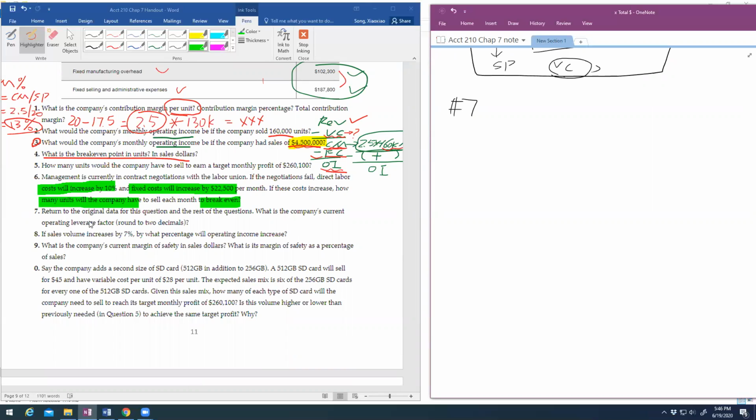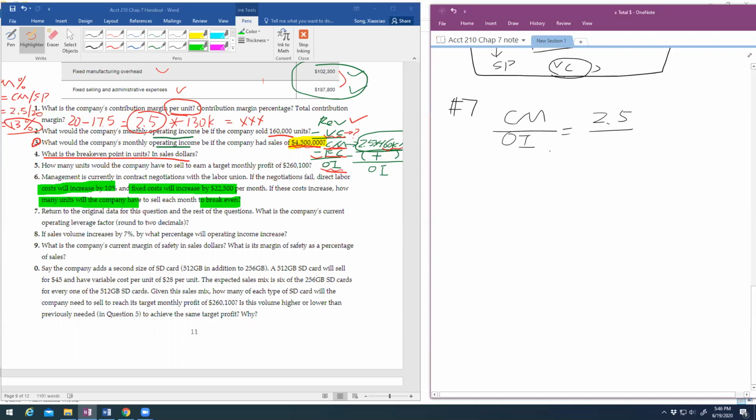Question 7, return to the original data. So we still go back to the data. We ignore question 6. What's the company's current operating leverage factor, right? I said you will not be tested on it in the exam, but you have to know how to do this in the assignment. How do we get the leverage factor? The leverage factor is your contribution margin divided by your operating income. Our contribution margin, the old one, is 2.5.